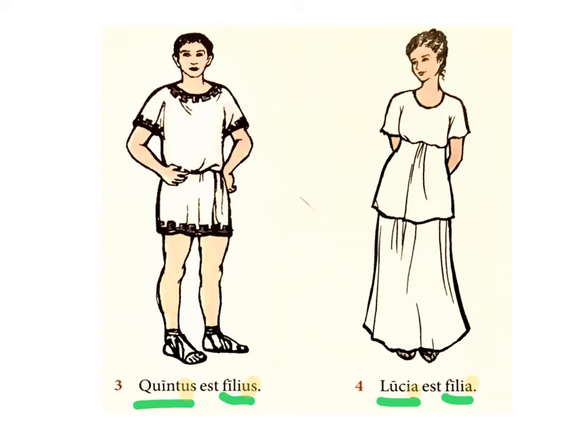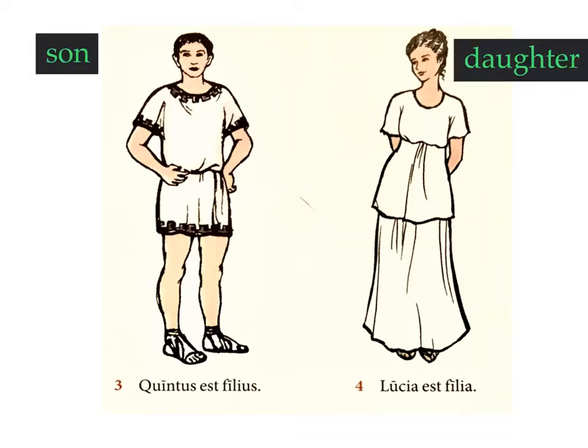Now, this reflects the main difference between Quintus and Lucia. Quintus is a boy, Lucia is a girl. English can't do this. We have to use two totally unrelated words to describe Quintus as the son and Lucia as the daughter. But the Romance languages, languages that are directly descended from Latin, do what Latin does.